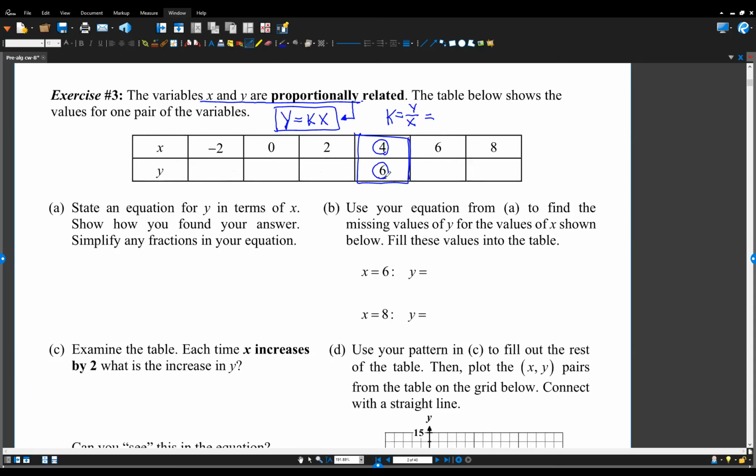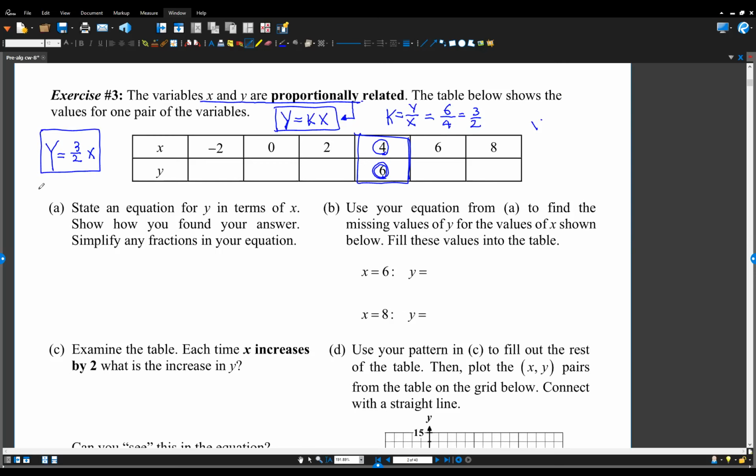What is the value of y? The value of y is 6. What is the value of x? The value of x is 4. When you simplify, that is 3 over 2, isn't it? That is the value of k. After you find the value of k, put this number in here. Now we have the equation: y equals 3 over 2, which is 1.5, times x. That's the equation.